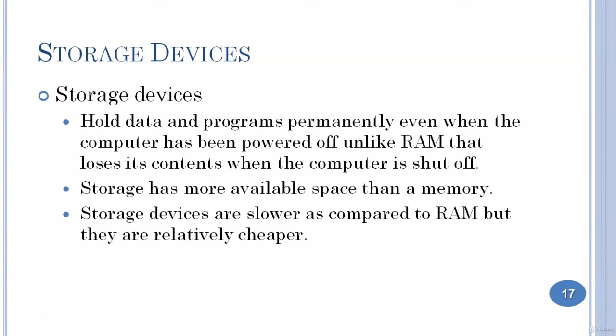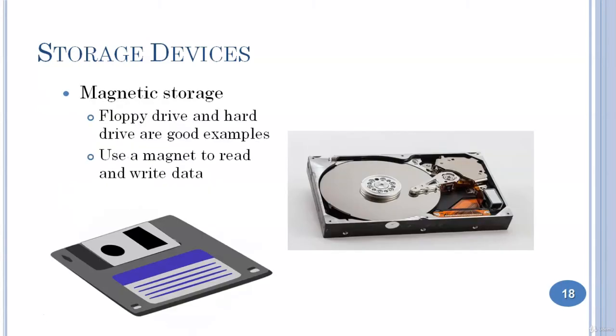Storage devices are slower as compared to random access memory, but they are relatively cheaper. The storage devices may be classified into magnetic storage devices, optical storage devices, and solid-state drives. The magnetic storage devices use a magnet to read and write data. The examples of magnetic storage devices are the floppy drive and the hard drive.